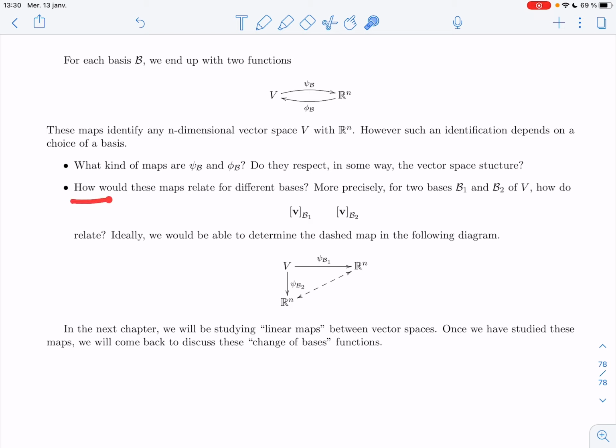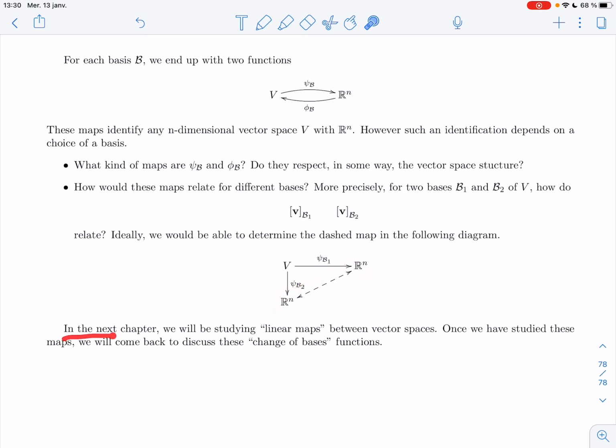And then how would these maps relate for different bases? What if I take two bases, B1 and B2, for V? I get two different coordinate vectors for the same vector in V. And so what is the relationship between them? Ideally, we would be able to determine the dashed map in the following diagram. So I have V, it goes to Rn, and it goes to Rn in two different ways. And so we want to bridge this gap and see what kind of relationship we get between Rn and Rn.